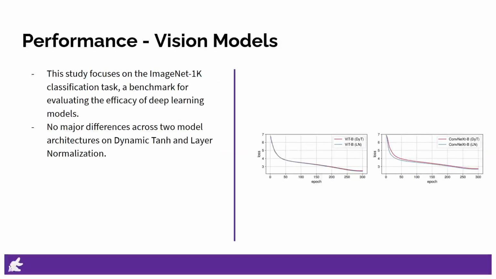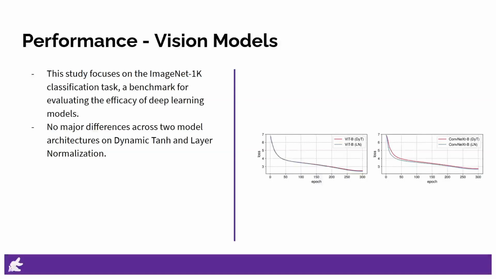In the realm of computer vision, the performance of various architectures is a subject of ongoing research. This study focuses on the ImageNet-1K classification task, a benchmark for evaluating the efficacy of deep learning models. Two prominent architectures, Vision Transformer (ViT) and ConvNeXt, are trained. The selection of these models is motivated by their widespread adoption and distinct computational paradigms. ViT relies on attention mechanisms, while ConvNeXt employs convolutional operations.